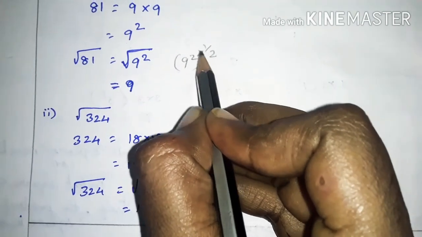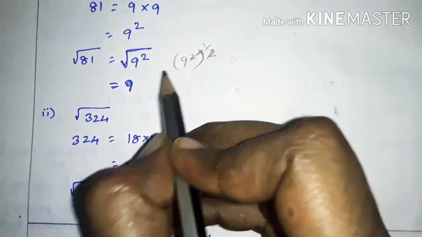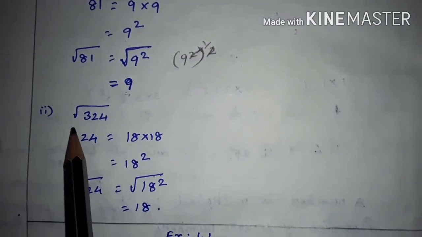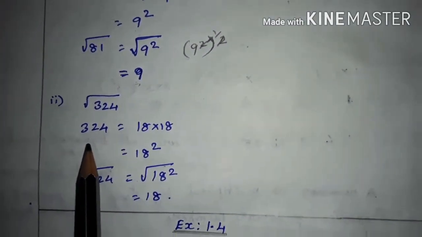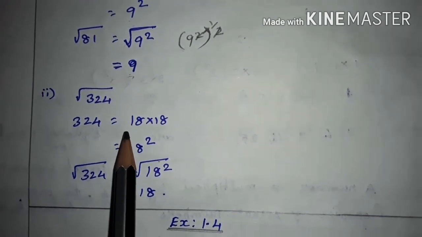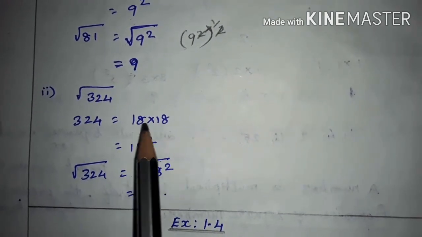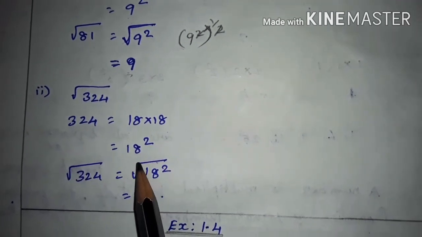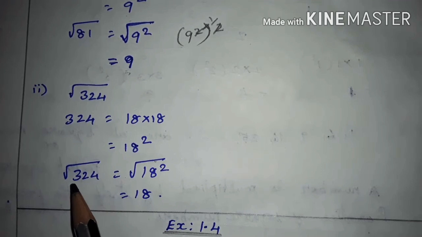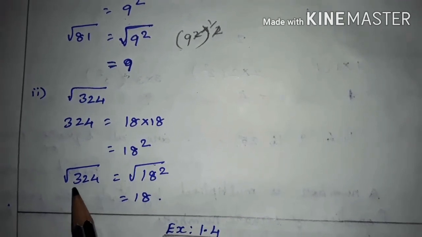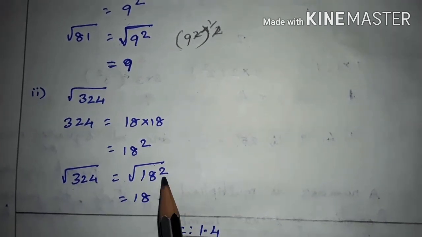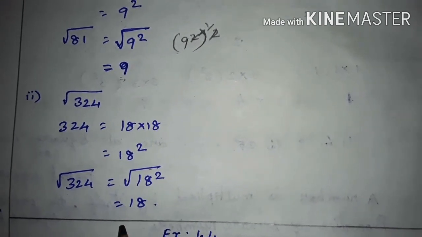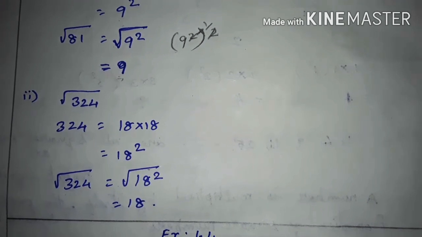If you multiply these two, we will get cancel and we get the answer as 9. The same way, second example, square root of 324. 324 can be written as the square of 18 into 18. 18 into 18 can be written as 18 square. Then after writing in the square form, we can take the square root for both the sides. That is, square root of 324 equal to square root of 18 square. When you are taking the square root, the square will be removed and we will get the answer as 18.